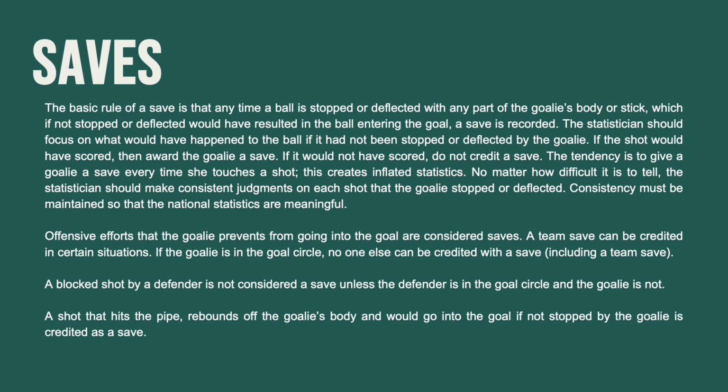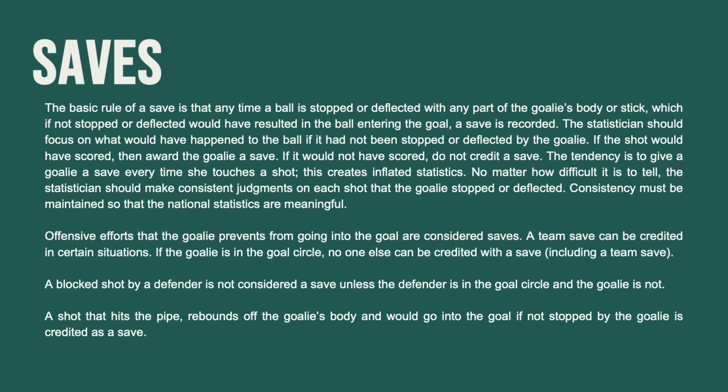The tendency is to give a goalie a save every time she touches a shot, and this creates inflated statistics. No matter how difficult it is to tell, the statistician should make consistent judgments on each shot that the goalie stopped or deflected. Consistency must be maintained so that the national statistics are meaningful.